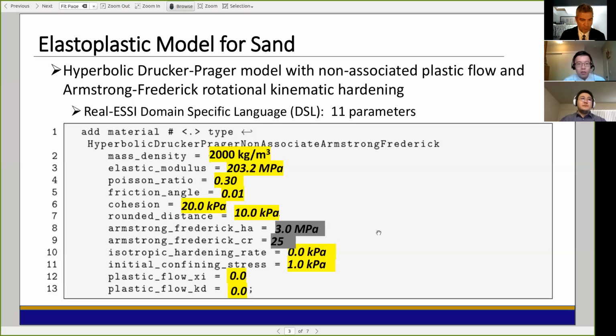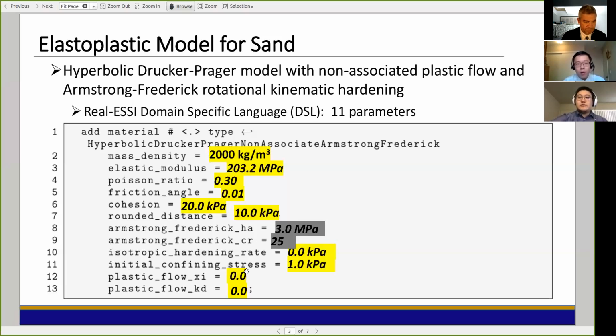So initially, we will just set it as 3 megapascal for HA and 25 for the CR value. And then for the isotropic hardening rate, as I mentioned before, for the modeling of the soil, we find the isotropic hardening is not that useful and realistic. So we will not use any isotropic hardening here. So we will set it as 0 kilopascal.